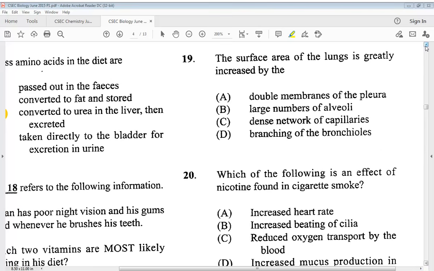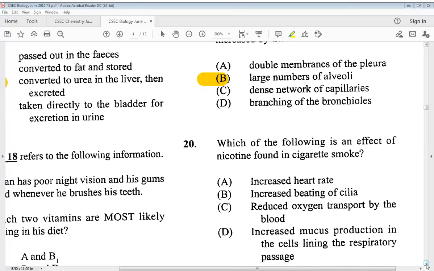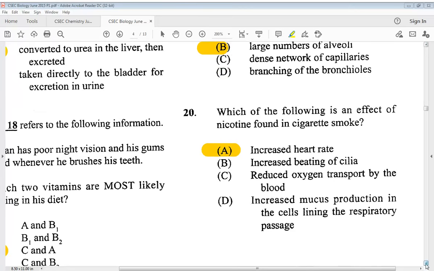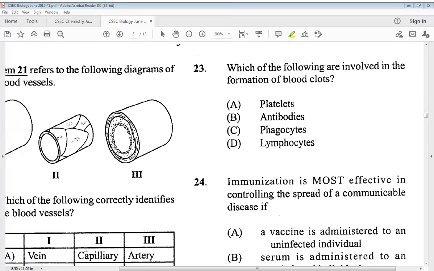19 says, the surface area of the lungs is greatly increased by... the answer for 19 is B. 20 says, which of the following is an effect of nicotine found in cigarette smoke? The answer is A, increased heart rate. Let's go to 21.